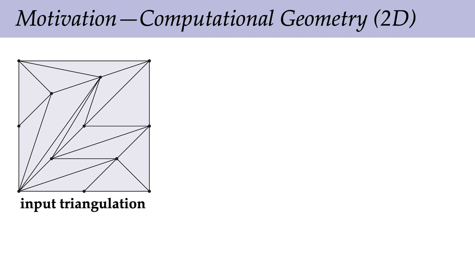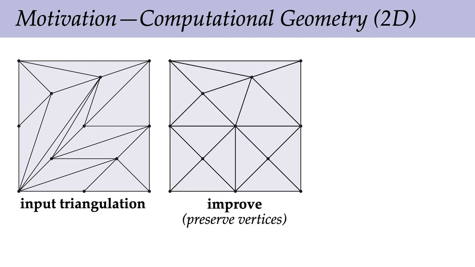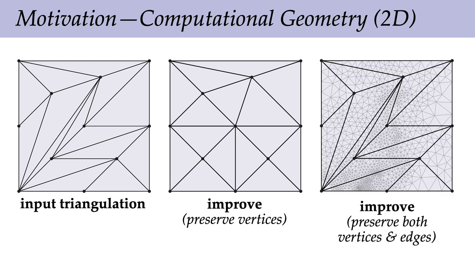That's not too hard. For instance, you could flip some of the edges until you have a so-called Delaunay triangulation. But if I were to also force you to preserve not only the vertices of the input, but the edges of the input, you'd say, boy, that's really annoying. Because now the only thing I can do is maybe refine the triangles in the hope that things look a little better.